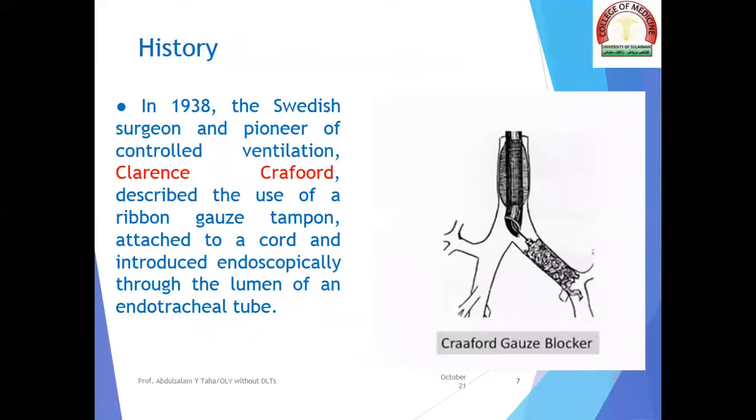So if we go into the history, we will see that in 1938, the Swedish surgeon and pioneer of controlled ventilation, Clarence Crawford, described the use of a ribbon gauze tampon attached to a cord and introduced endoscopically through the lumen of an endotracheal tube. So that is the Crawford gauze blocker, which might be the oldest and simplest method of bronchial blockade.